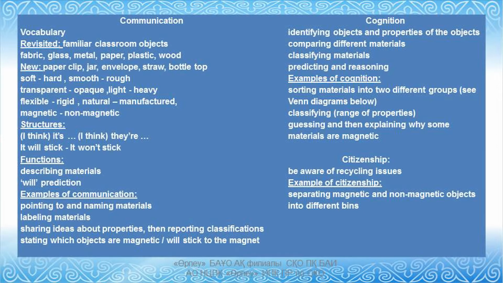Thinking about thinking. Yes, it is identifying if learners can identify objects and properties of the objects, compare different materials, classify materials, predict and reasoning. And examples of cognition: sorting materials into 2 different groups. See Venn diagram below. And classifying range of properties, and guessing and then explaining why some materials are magnetic.